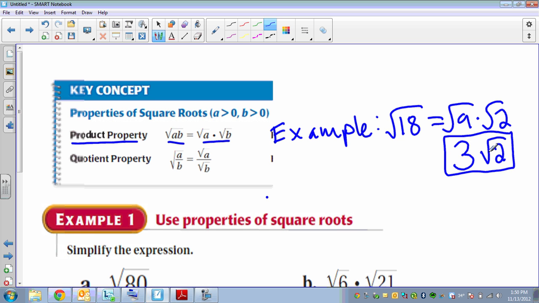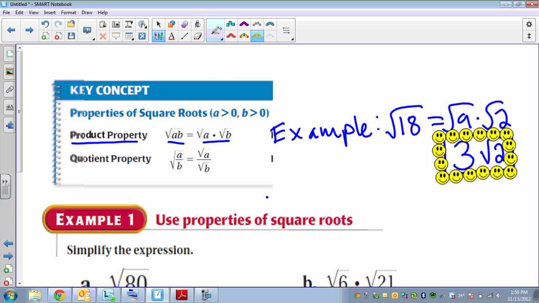And that looks nicer. To a mathematician, this makes us very happy. That does not. If I had a sad face pen, I would use that. But we want to simplify them as much as we can, and get that thing under the root as small of a number as possible.